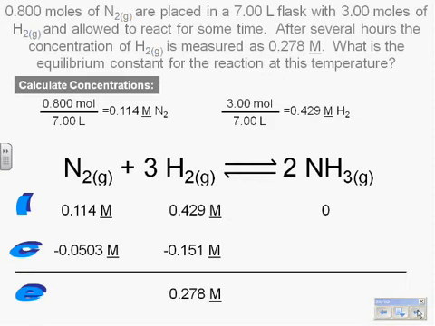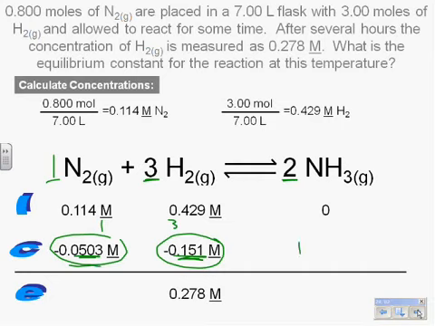So, thinking stoichiometrically here, if this is a 3 and this is a 1, this would be 3 times as big as this. It takes 1 of these and 3 of those to make this reaction go. So these are going to go down 3 times as fast as this one is going to go down. And also, we can carry it across and say, if this is a 1 and this is a 2 right here, this is going to go up because it's on the other side of the arrow, and it's going to be twice as much as this.